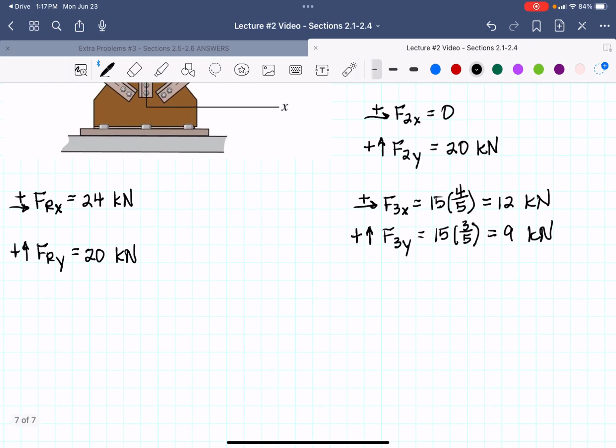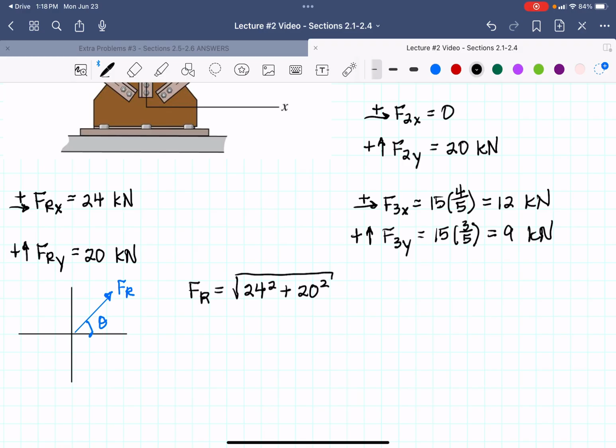So now, if I draw that on my axes to figure out where my resultant force goes, it's a positive x and a positive y, so it's going to be in the first quadrant. So that's my Fr. That means this is going to be my theta. When I calculate Fr, the magnitude of Fr is the square root of the x component squared plus the y component squared. So Fr equals 31.24 kilonewtons.